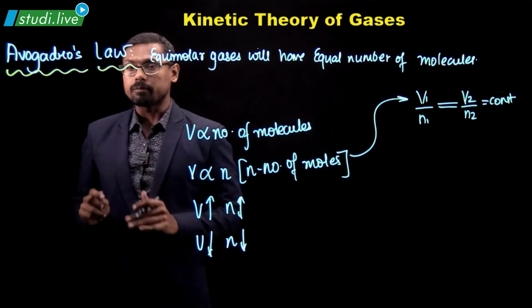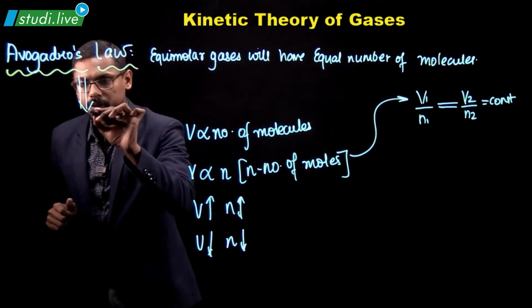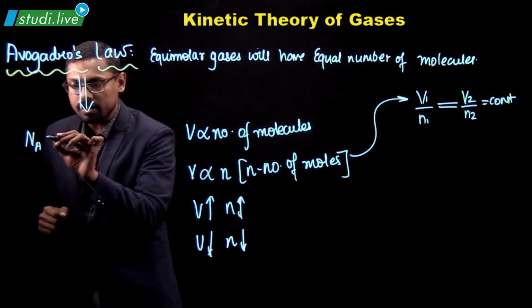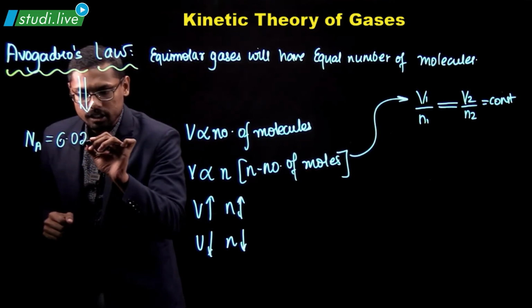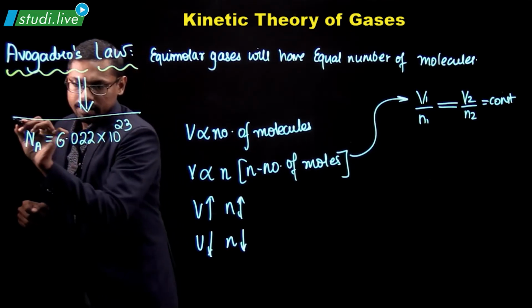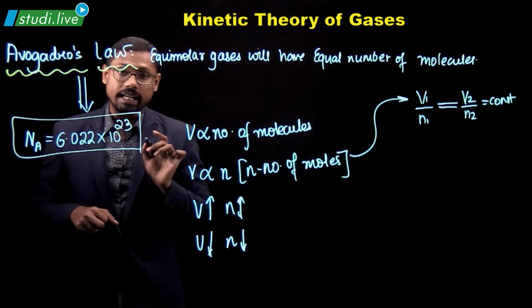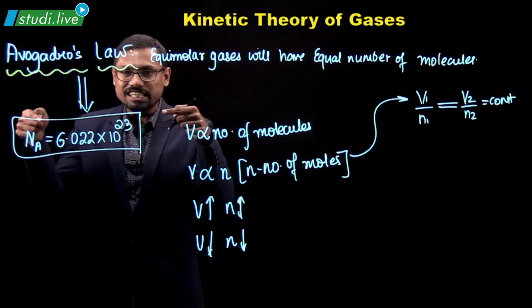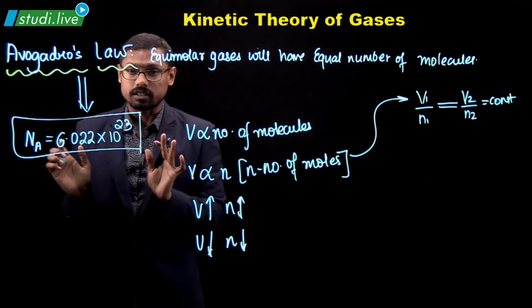Here, this man gave us a very important number. All of us know this number. It's Avogadro's constant. What is the value of this? It is 6.022 × 10^23. He says that 1 mole of any substance will have this number of particles. This value is fixed. It won't change.